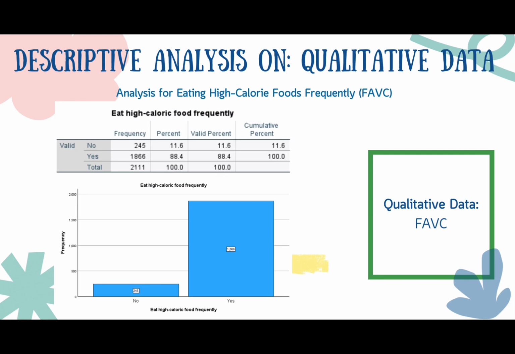The frequency table and bar chart depict the distribution of reactions to frequent eating of high-calorie food, FAVC. The dataset has two categories: yes, eat frequently, and no, does not eat frequently. In the frequency column, it shows that, under yes, 1,866 people, or the majority of the people, 88.4%, reported regularly consuming foods that are high in calories, and under no, a lower percentage of respondents, 11.6% or 245 people, don't usually eat items which are high in calories. Bar chart.